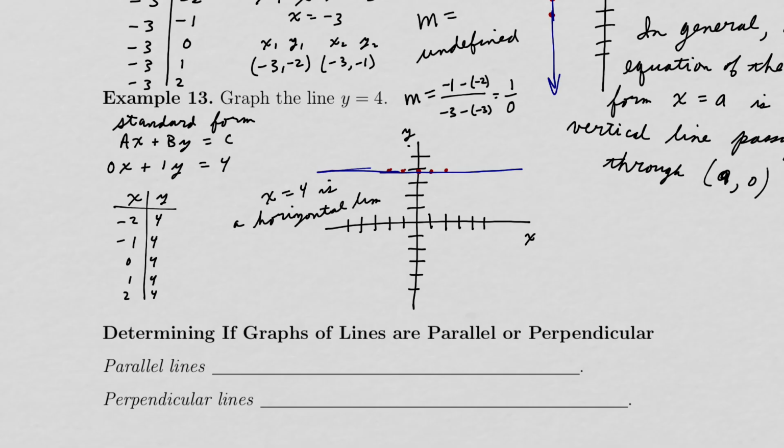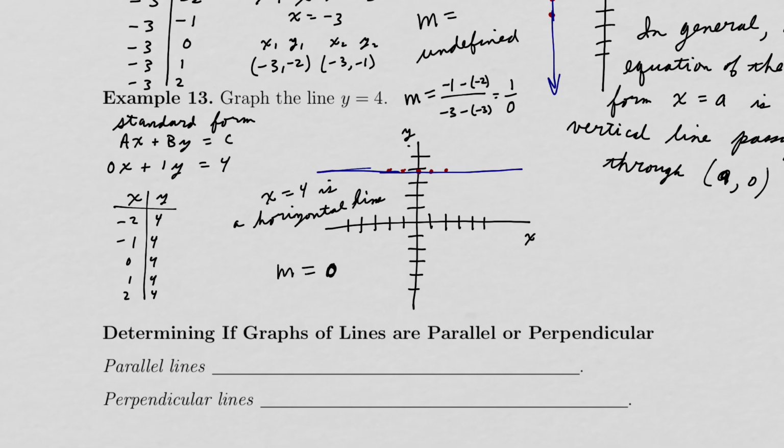And what is the slope of a horizontal line, right? It's flat, it has no slope, so that means the slope is 0. And again, if you were to choose 2 points and plug them into the slope formula, y2 minus y1 over x2 minus x1, you're going to get 0 over some number, which is 0, right? So the slope is 0.